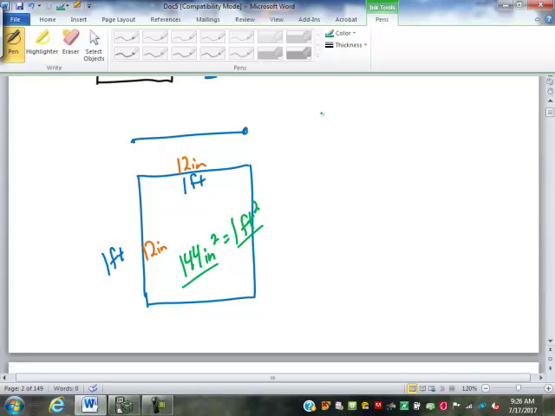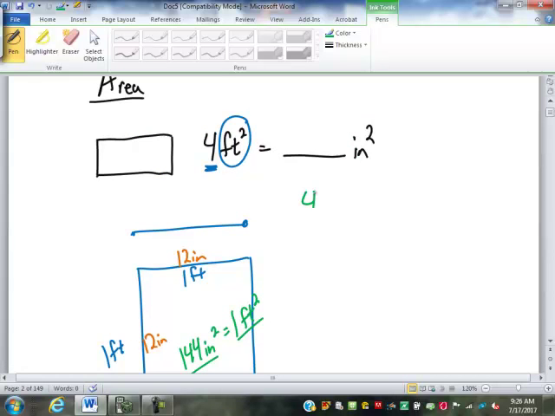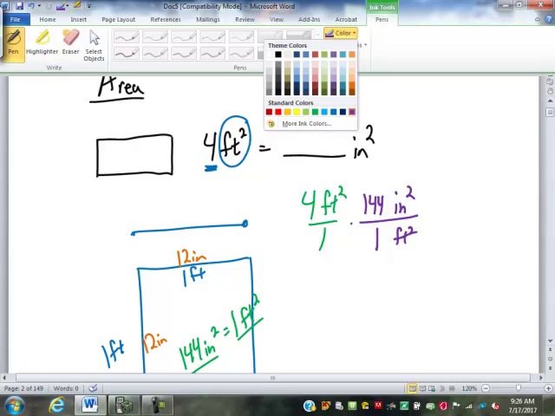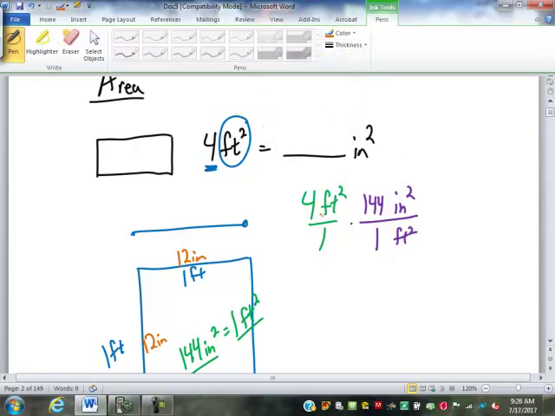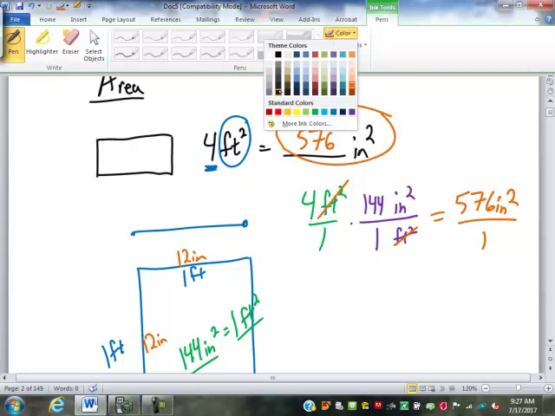So when we go to convert this, we have 4 square feet. We're going to put square feet on bottom to cancel them out, square inches on top. 1 square foot is 144 square inches. Square feet cancels out. 4 times 144 is 576 inches squared. 1 times 1 is 1. So that is just 576.